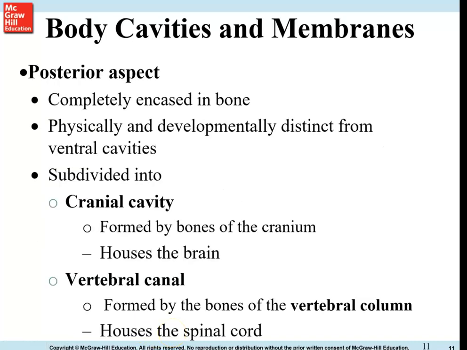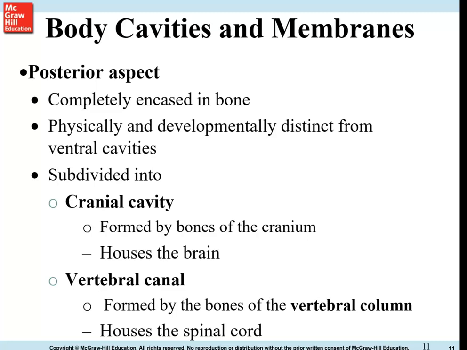Okay, so more about the posterior aspect. This is completely encased in bone, so this is going to include your spinal cord and your brain. It's physically and developmentally distinct from the ventral cavities. So not only is it a separate space, but in utero it develops from different tissues than the ventral cavities.